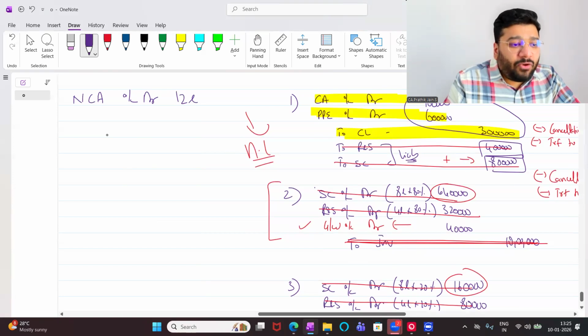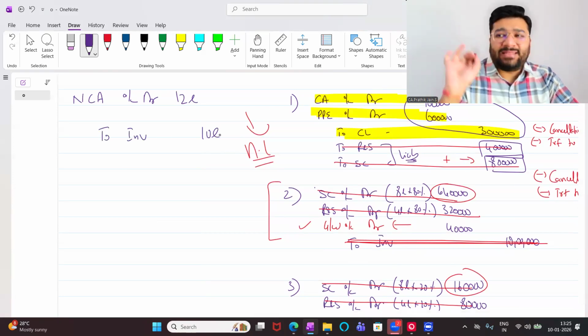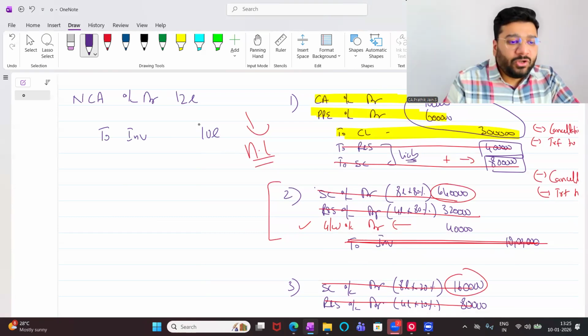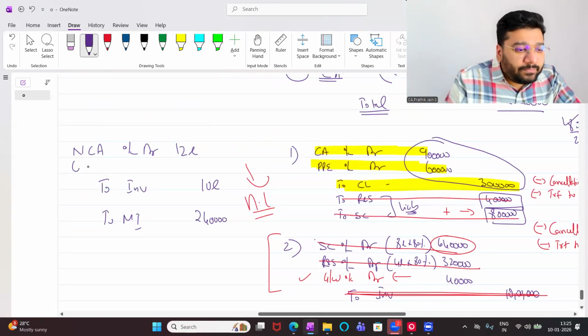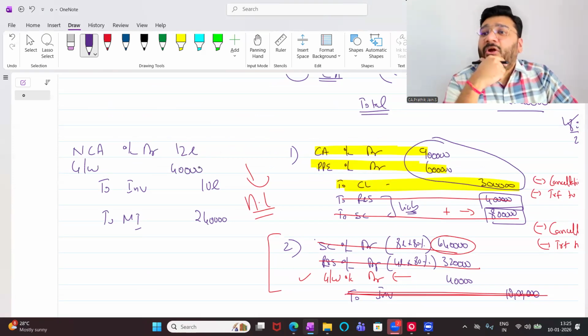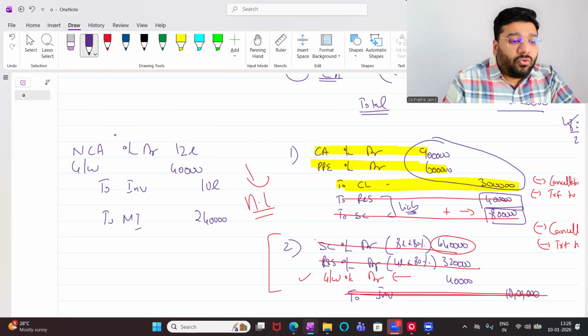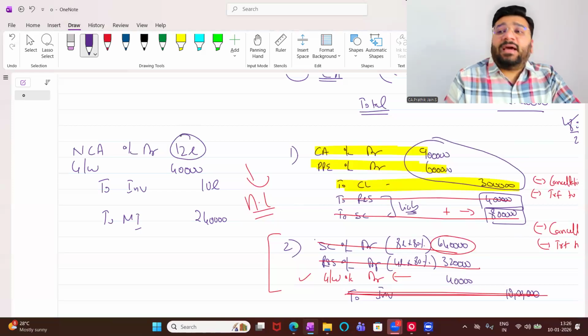For a second, I'm just carrying forward investment here. To investment, how much is it? I'm not cancelling investment as of now. Let's carry forward. To investment, how much? 10 lakh. To minority interest is how much? 2 lakh 40,000. Goodwill is how much? 40,000. Is the answer matching? Now, this 12 lakh is net current asset.